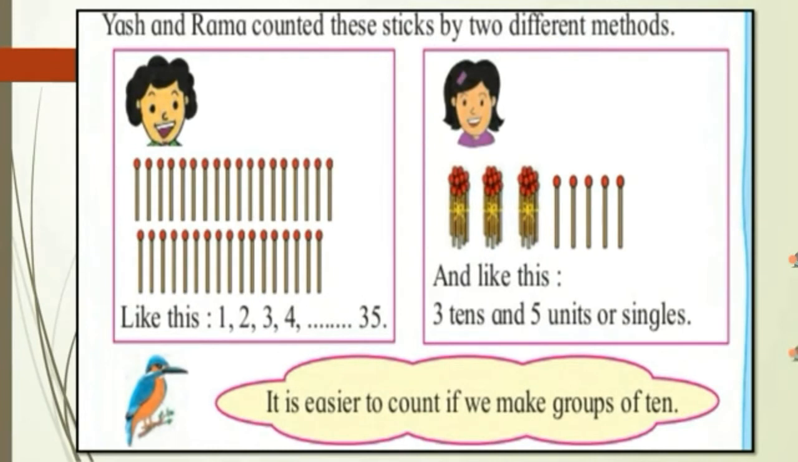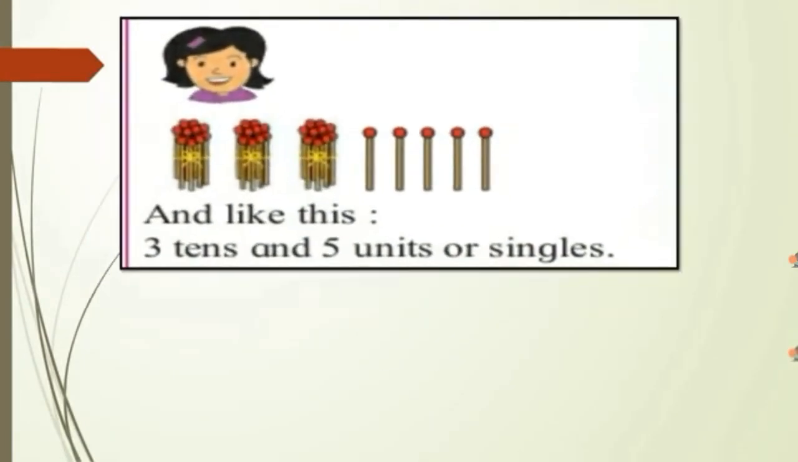Now you can see this picture. Yash and Rama counted these sticks by two different methods. Okay, I already told you two methods. This is the first method. Yash counted that way: 1, 2, 3, 4, 5. And Rama is counting group-wise. If you count 1, 2, 3, 4, 5 this way, it takes so much time. And if you count like Rama, in a group, you can get the answer easily.